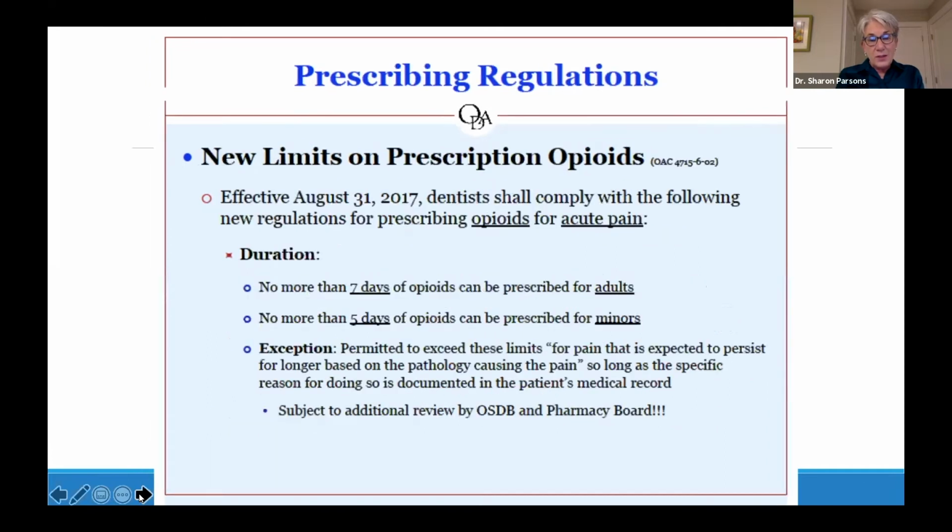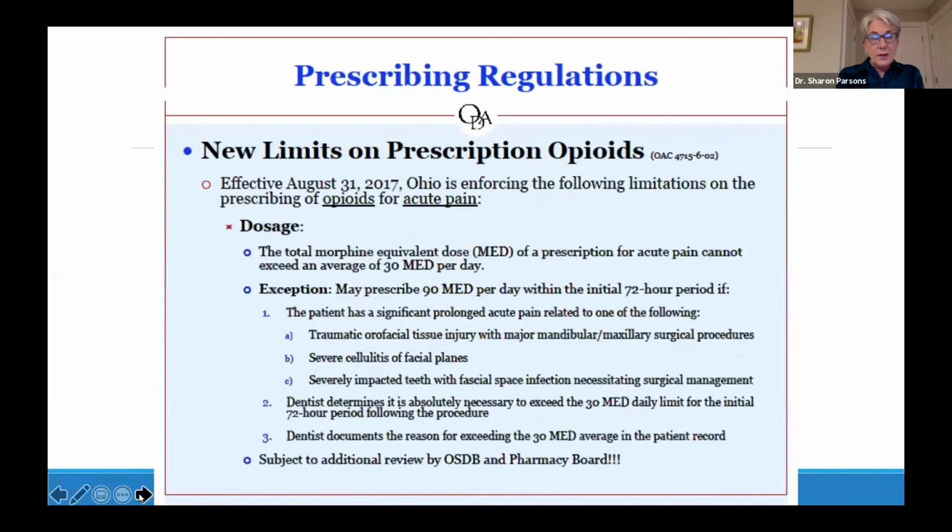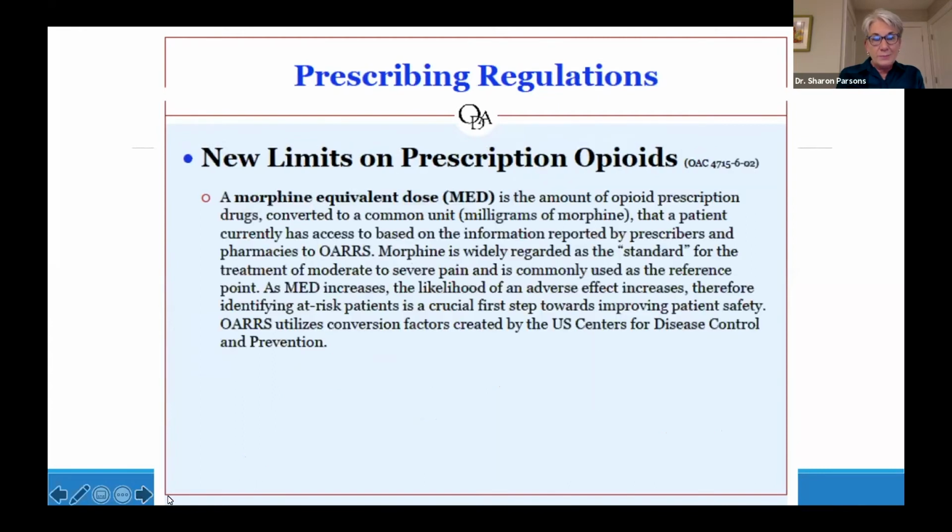And these, again, are just some of the things that we have in Ohio. In Ohio, you base the amount that you're allowed to give on a morphine equivalent dose. There are a lot of places that you can find out how to figure out a morphine equivalent dose. So, just make sure you understand all that.